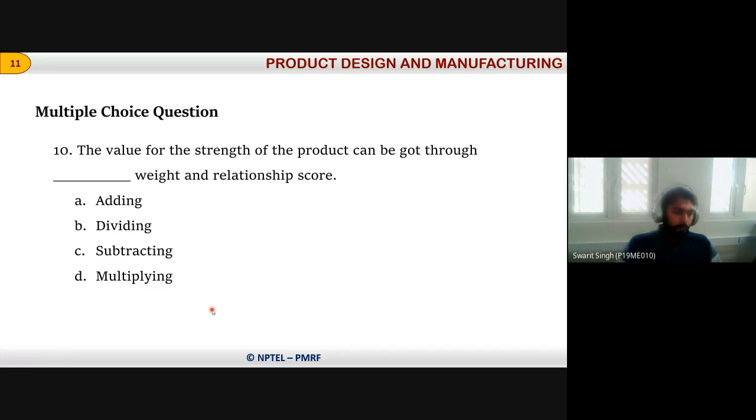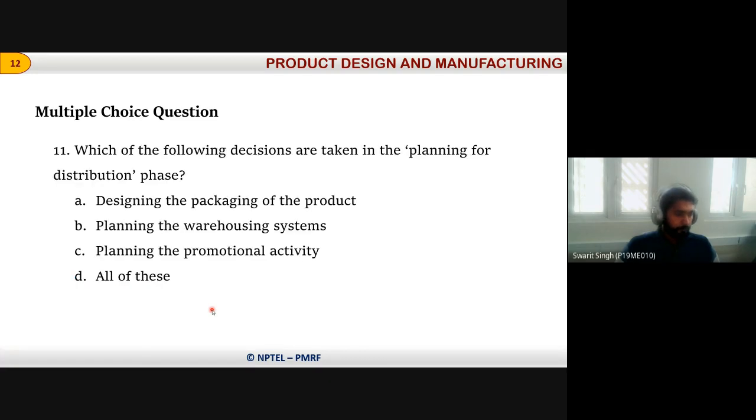Yes, it was already discussed in the lecture that weight and relationship scores are multiplied together. As per the weight, we sort it and then multiply it with the relationship score to define the value for the strength of the product. All the values at the lower end, we may neglect some, and the top priority values are under major consideration for the strength of the product. So we multiply weight and relationship score to get the value for the strength of the product.